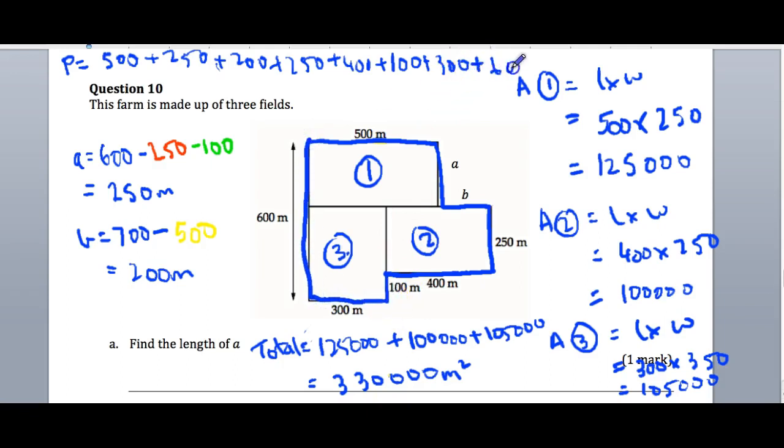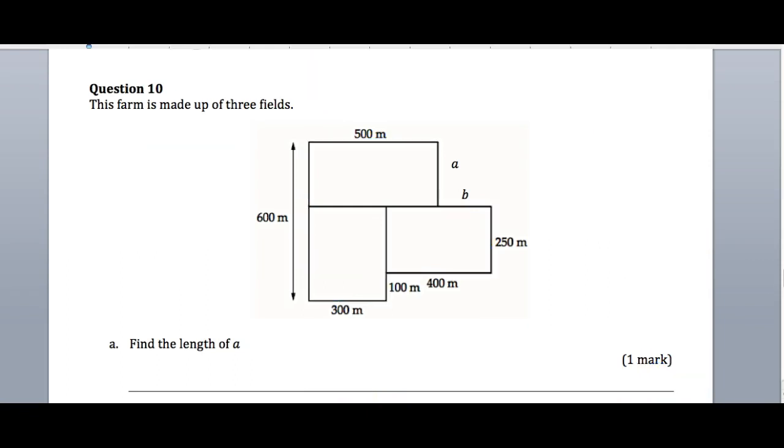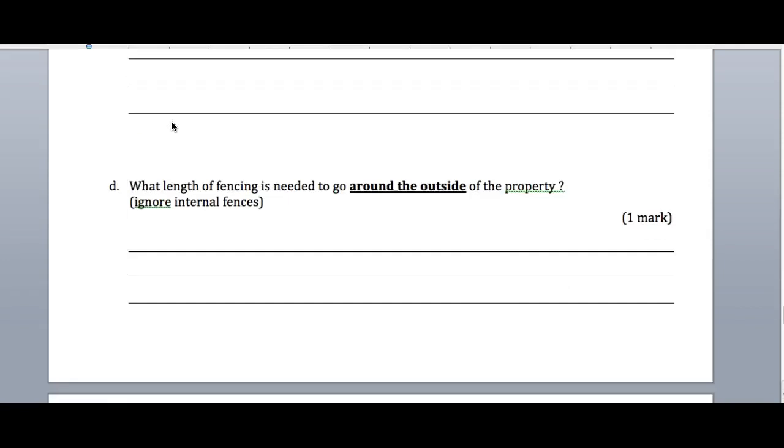Okay, plus 600. Okay, and I'm just going to quickly do that in the calculator. Hopefully I don't make any mistakes. Okay, so 2,600 meters. Okay, it's the fence around the, what is it, a farm. Okay. We've got one more question. This is the last one, isn't it?